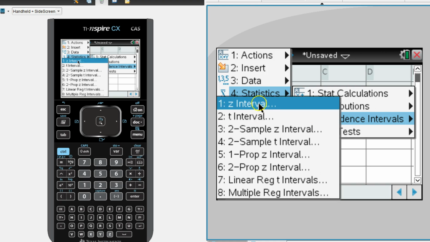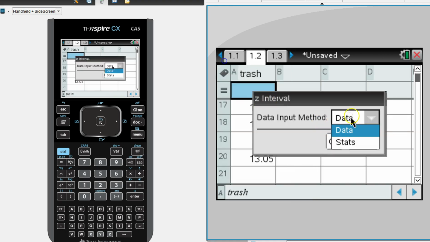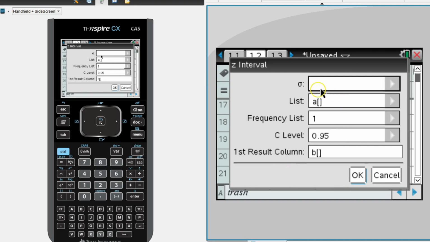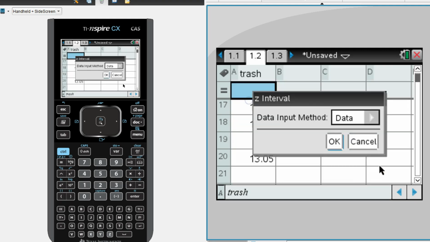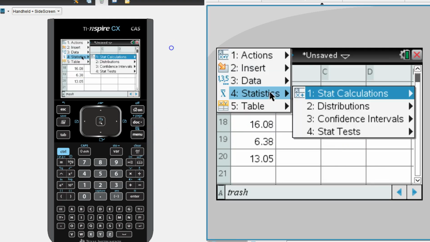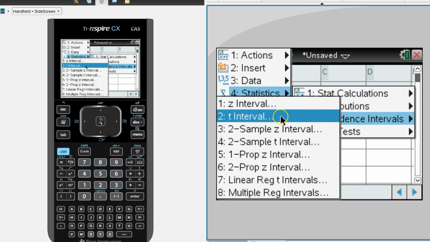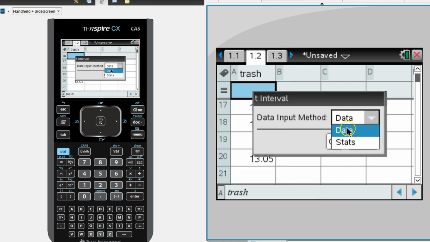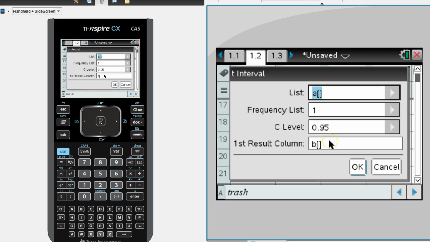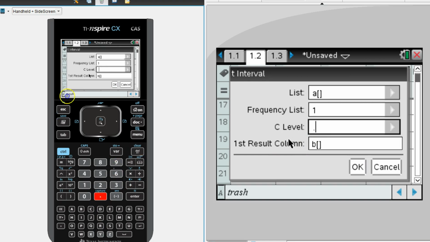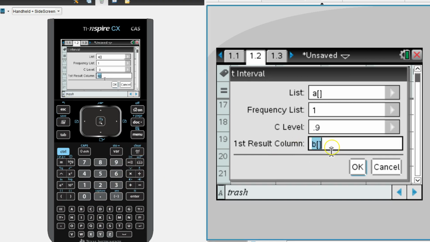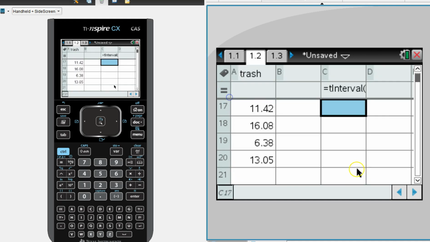We're doing a t. Notice if I do z, even if I have the actual data, it's asking me for sigma. That should stop you. You're like, well, it didn't give me a sigma. Then don't run that. Run the t interval. This time I have the actual data, so I can run it on the data itself. Our list is in A. Our confidence level, I think they said 90%, so we need to change that to 0.9. And put the results somewhere away from our original data.